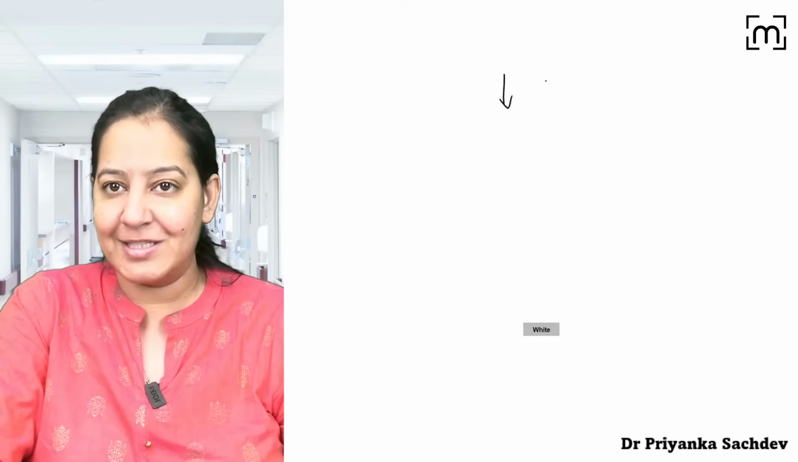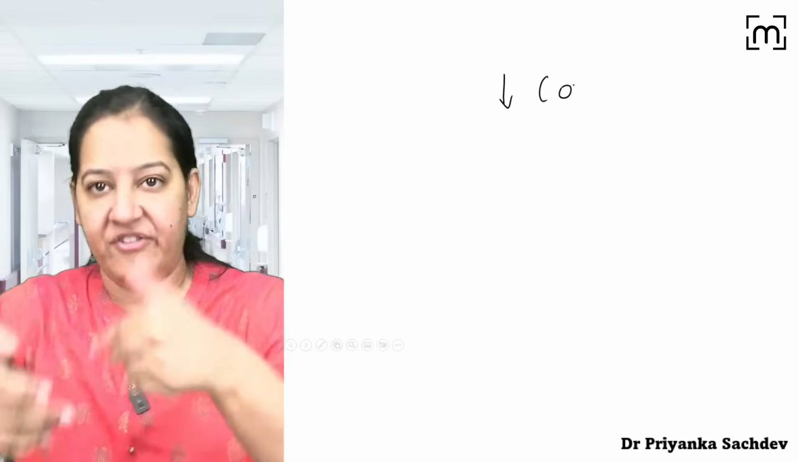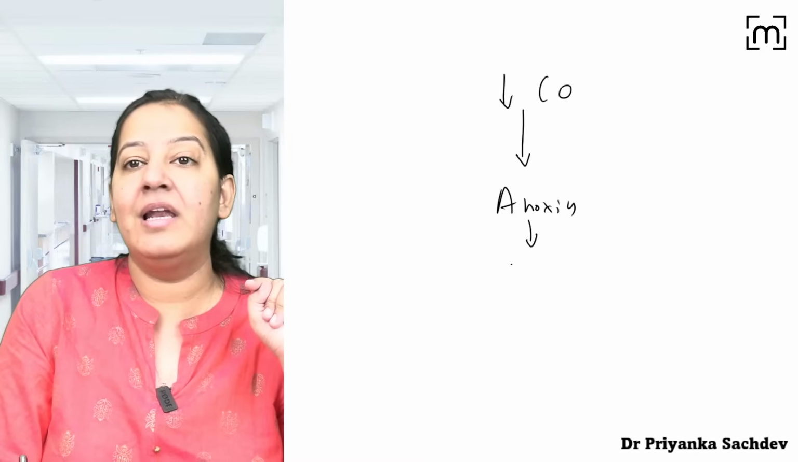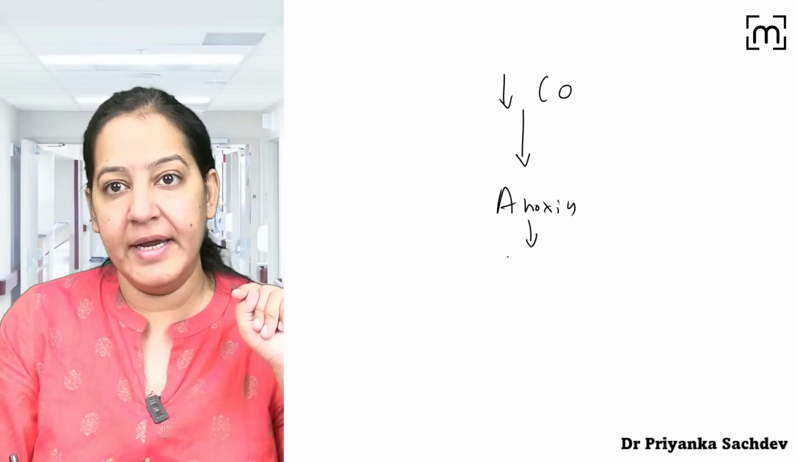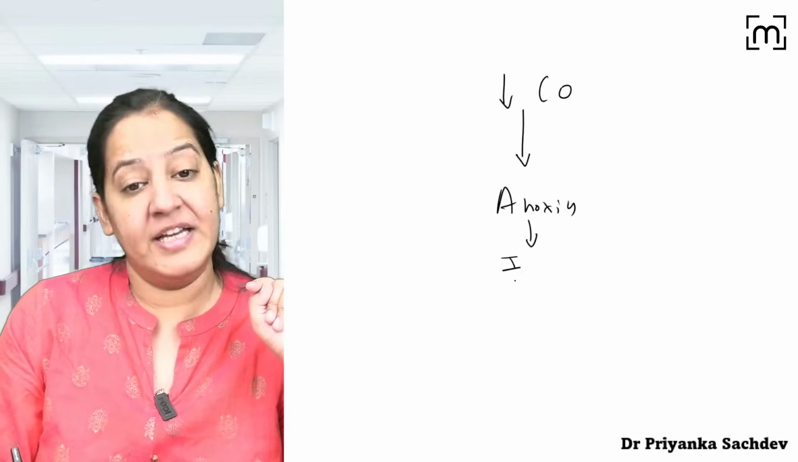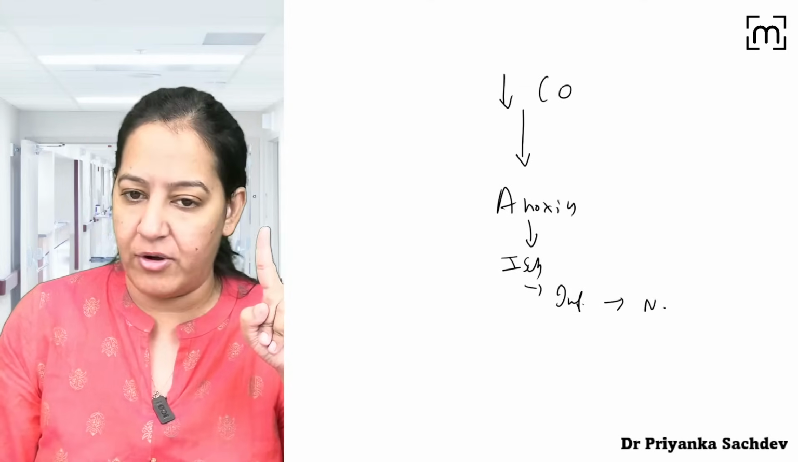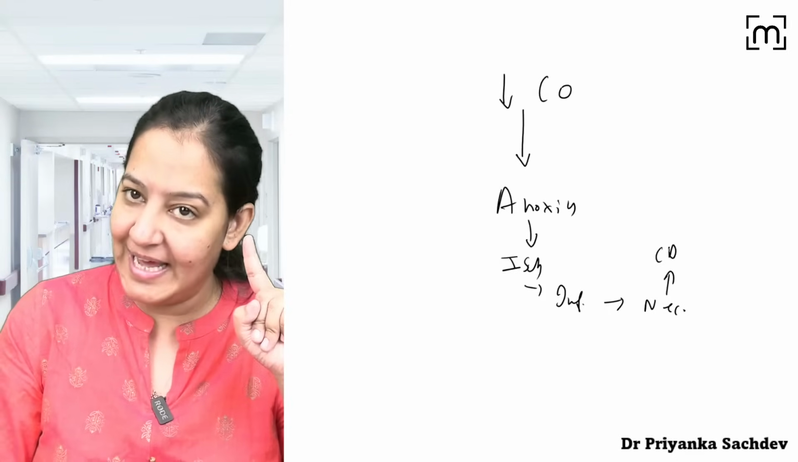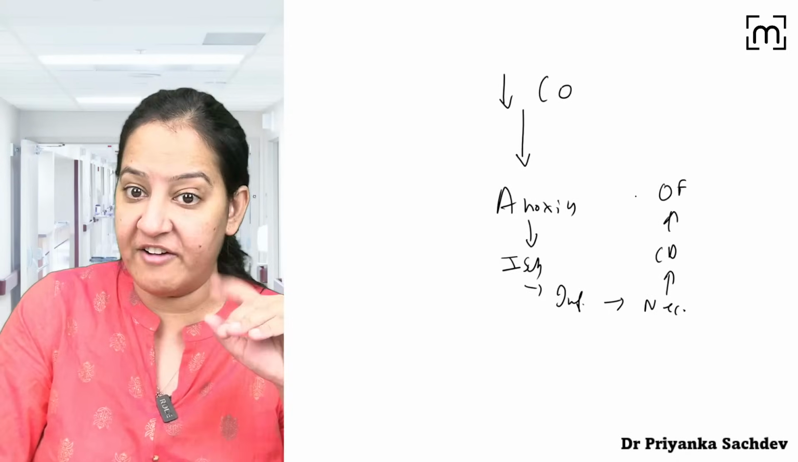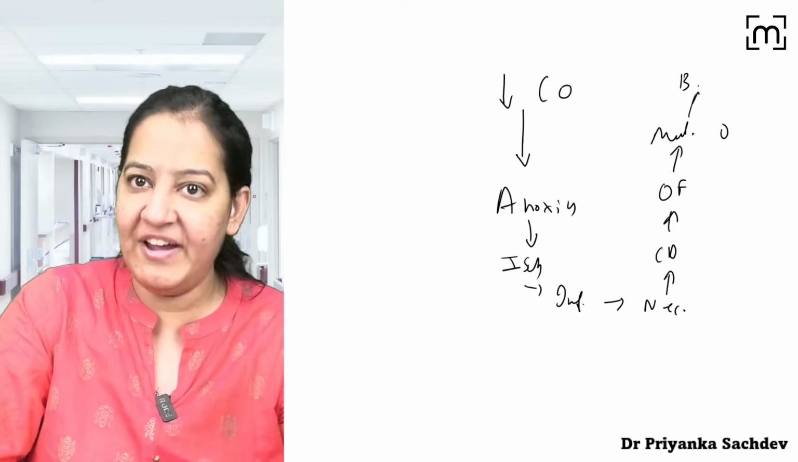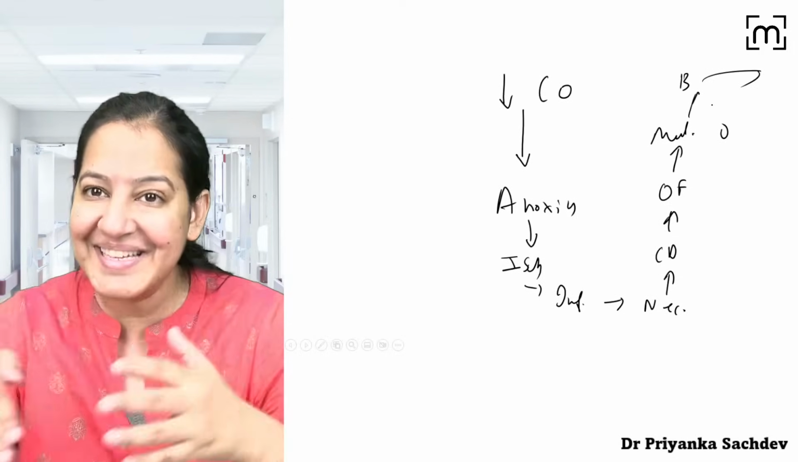All these shocks lead to less cardiac output due to different reasons. Less cardiac output leads to anoxia. Anoxia leads to ischemia. Ischemia leads to infarction. Infarction leads to necrosis. Necrosis leads to cell death. Cell death leads to organ failure, one organ failure. After that, multiple organ failure. After that, body failure, and after that, shock. So that is the definition of shock.